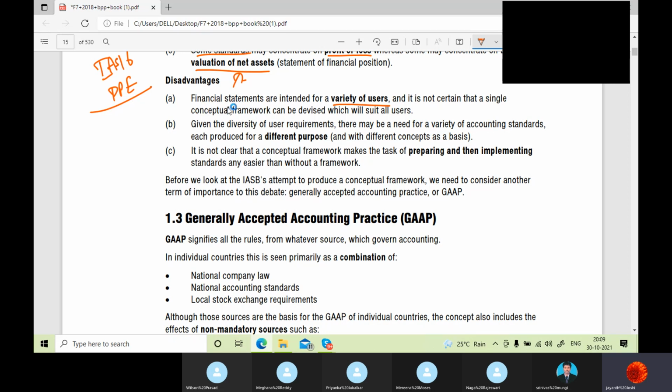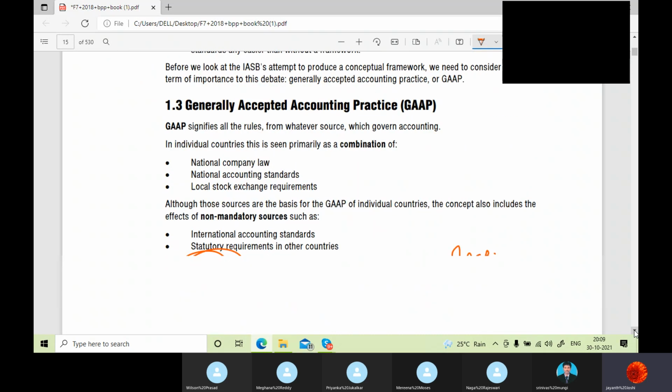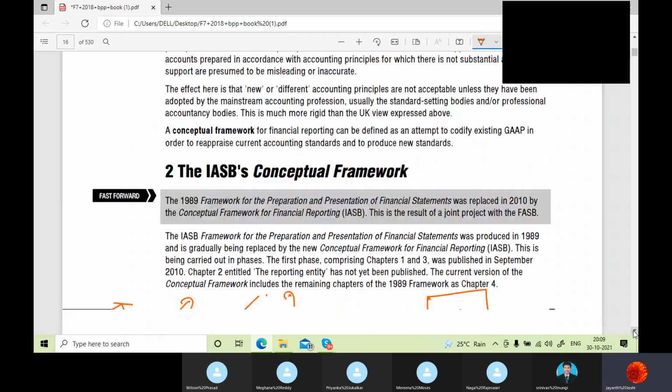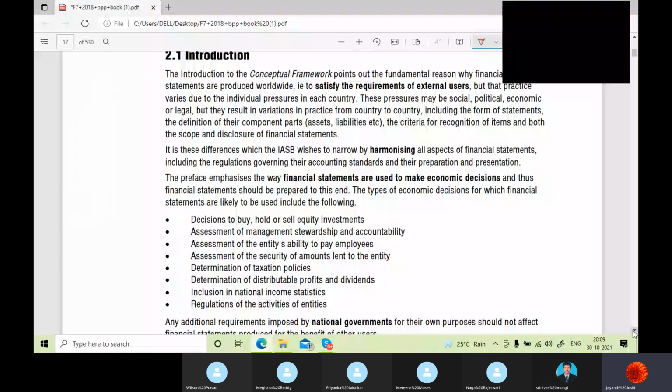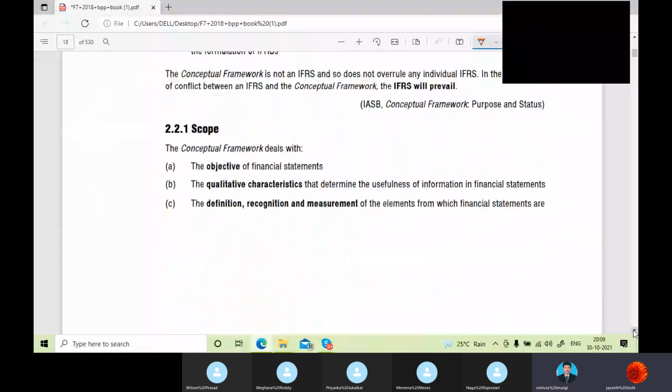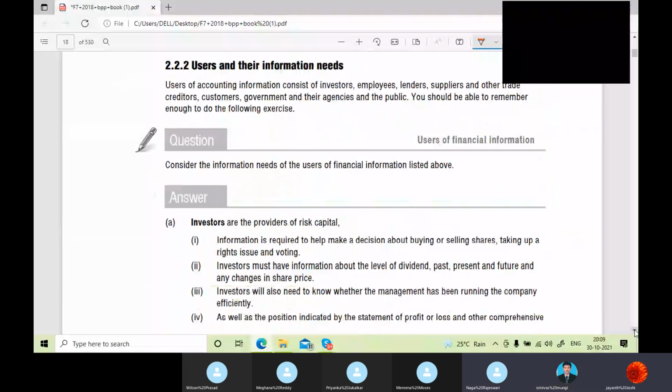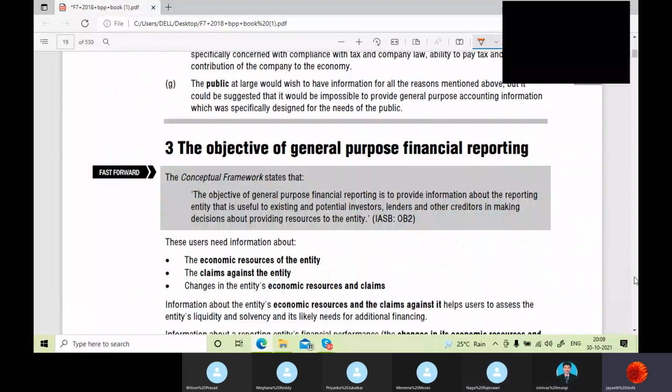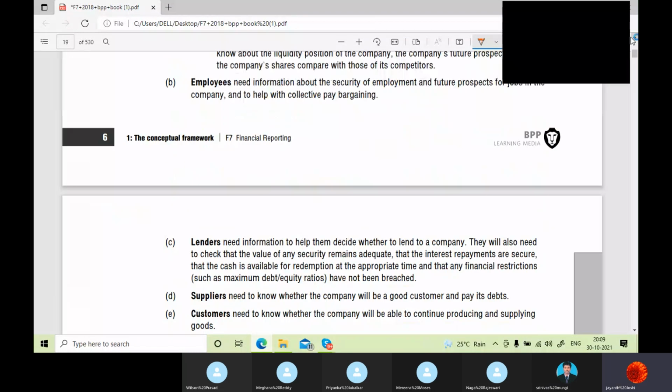Now, see, financial statements are intended for a variety of users, and it is not certain that a single conceptual framework can be devised which would suit all users. Of course, see, who are the users of accounting information? Any clue, any idea? Shareholders. Yeah. I would divide the users of accounting information into two parts, internal and external.